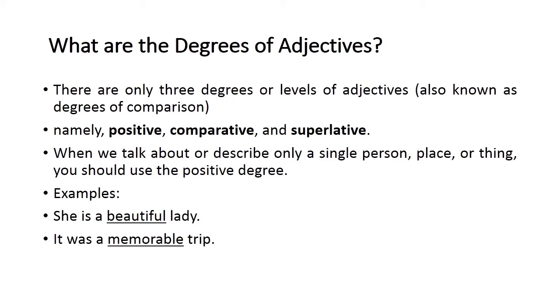When we talk about or describe only a single person, place, or thing, we should use the positive degree. For example, she is a beautiful lady and it was a memorable trip. So these 2 adjectives are showing the quality of a single person and a single thing.